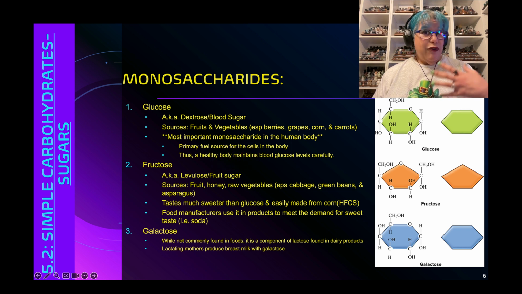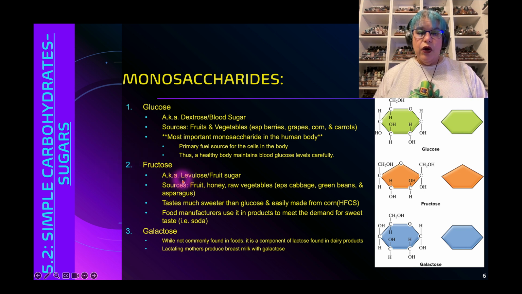Remember, our body, for all intents and purposes, is a machine that has to run. Just like your car has to run on gasoline, your body has to have its own fuel. And in our case, glucose is going to be the primary sugar that we like to use as our fuel. So what that means ultimately is a healthy body has to maintain our blood glucose levels very, very carefully.